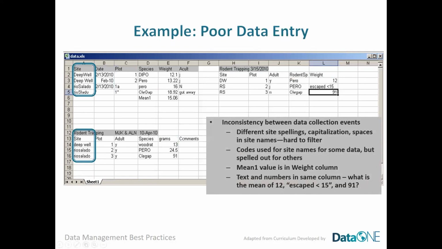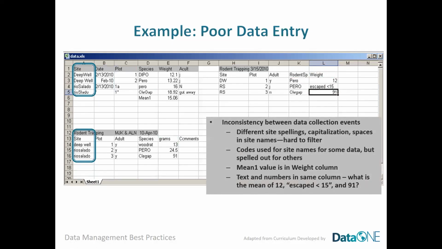You also have, in this block over here, some textual data mixed in with numerical data in this weight column here. Presumably, this indicates that the rodent had less than 15 grams of weight, but it escaped, so they weren't really able to weigh it accurately.